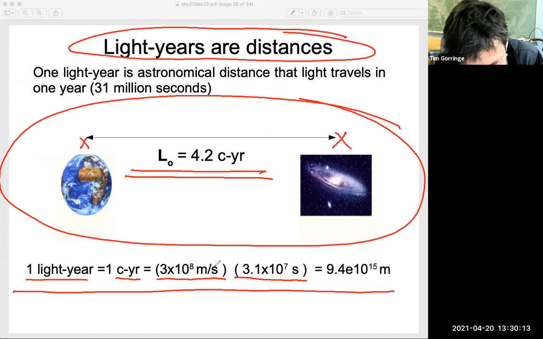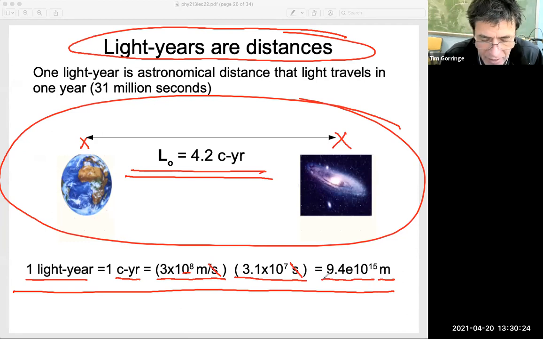If I look at the units, I've got seconds in the denominator and seconds in the numerator, so those go away. I'm left with just units of meters. If I multiply the two numbers, a light year is about 9 times 10 to the 15 meters. So it's a huge number of meters.